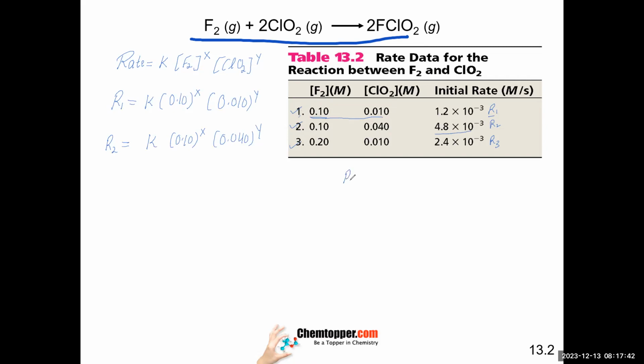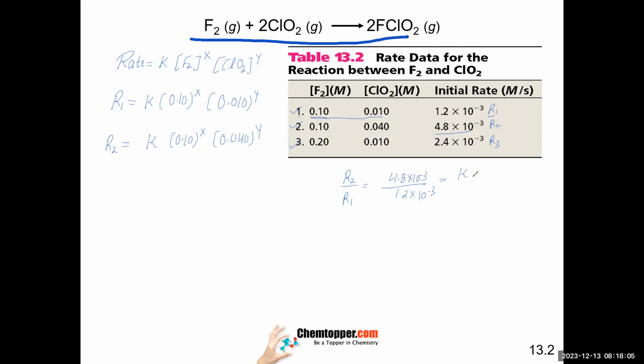Take the ratio of rate 2 over rate 1. I want to keep this bigger number in the numerator. So 4.8 times 10 raised to power minus 3 divided by 1.2 times 10 raised to power minus 3, right? This number divided by this. Take the ratio here also.